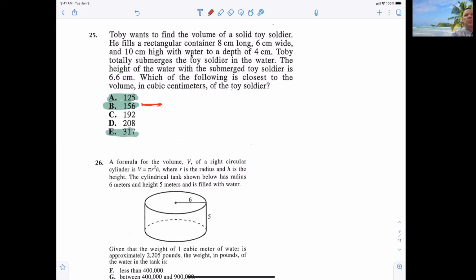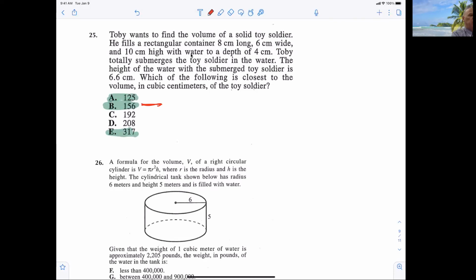Anybody else? Does anybody remember that Eureka? You guys remember the guy who got in the bathtub? That's actually how they figured out the volume of irregular shapes, right? Because that's what this is all about. It's displacement. So the displacement of the water is the actual volume of what you put in the water. Does that make sense to everybody?